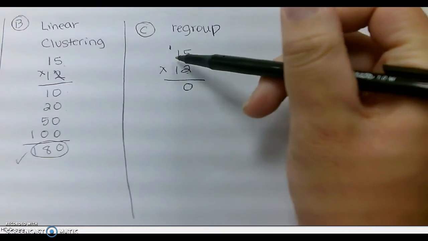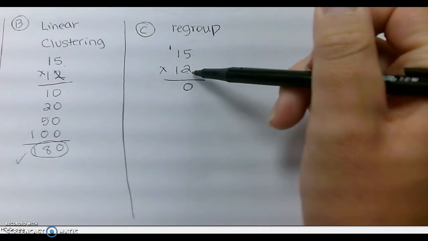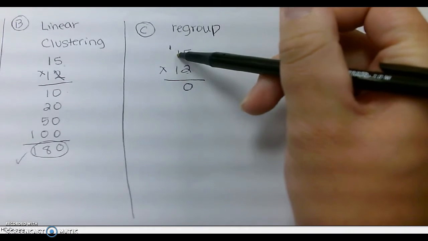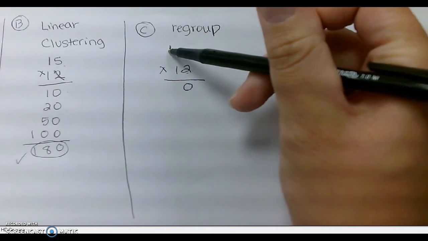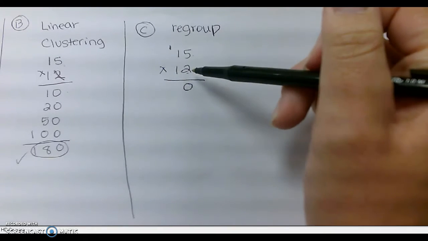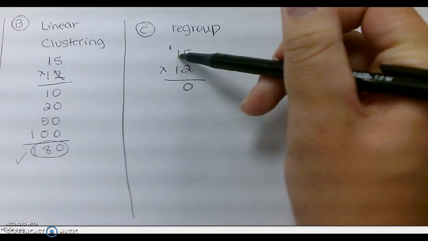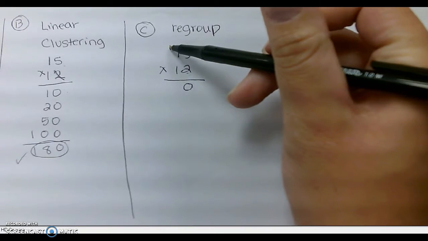And now I do 2 times this 10, but really I can just think of it as 2 times 1, and then I add this 1 after. So 2 times 1 equals 2. Add the 1, and I get 3.